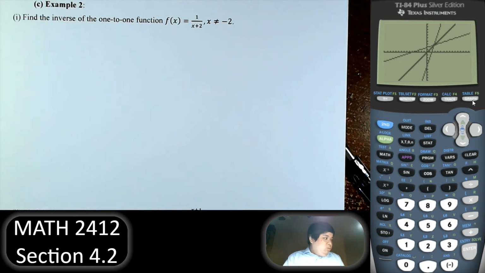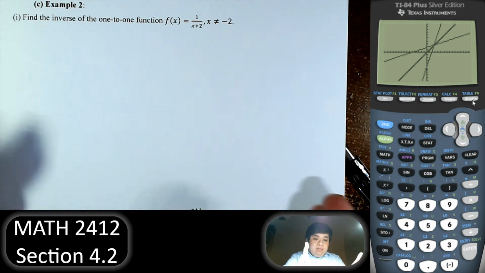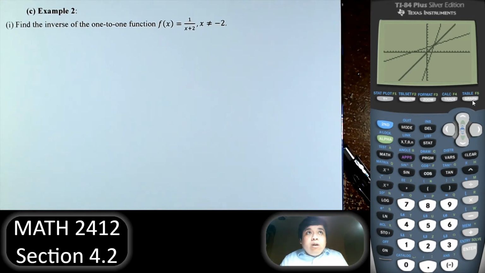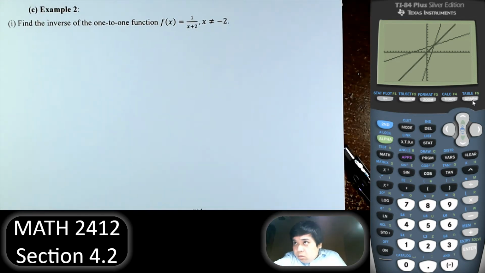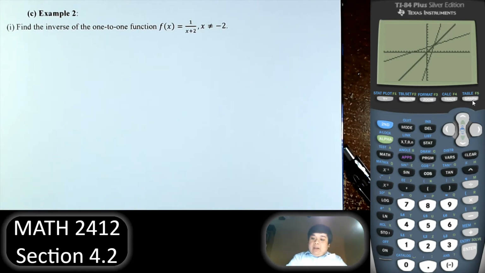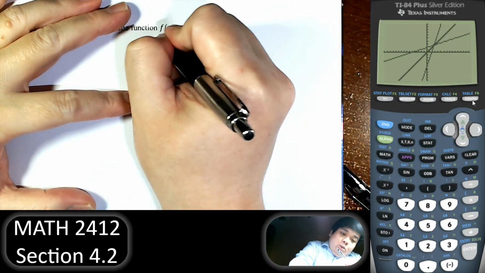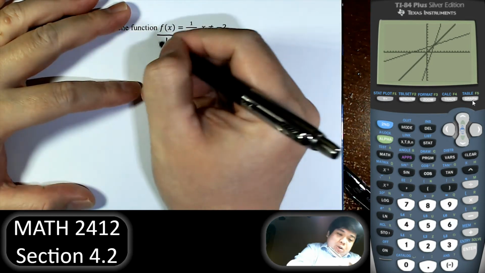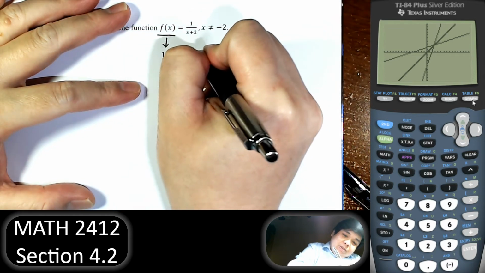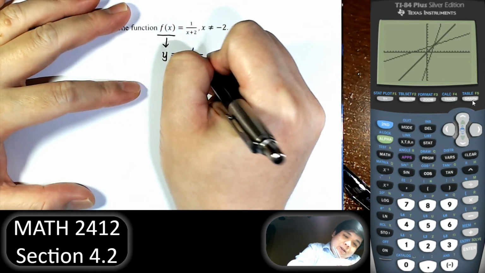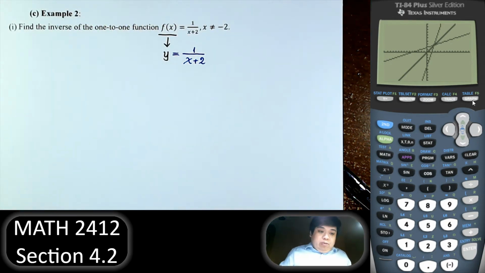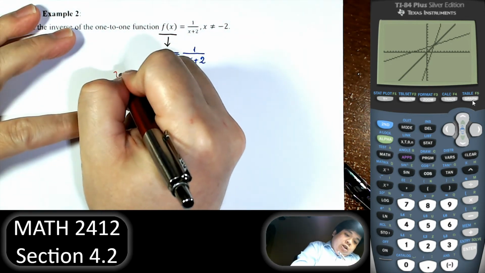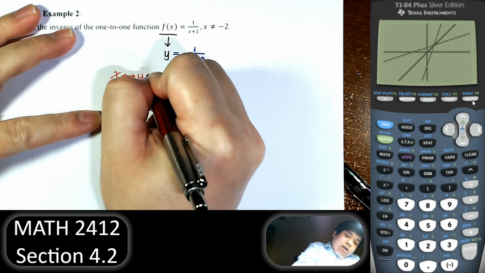Now, find the inverse of this one-to-one function. All right, so we don't have to confirm it, but in this case, just go ahead and find the inverse. So to find the inverse, first thing, of course, we'll replace f of x by y because it is easier to interchange x and y. Just trying to simplify the notation here. Alright.